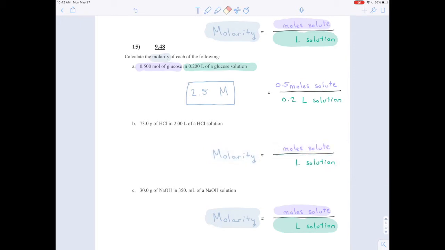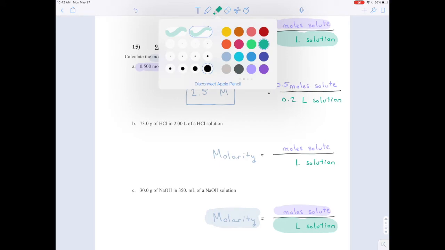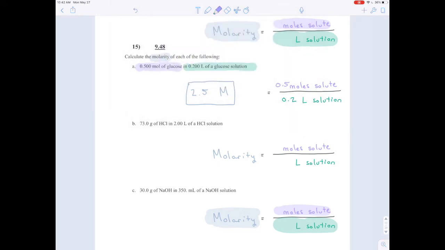Okay. For the second one, B, they don't give us moles at first. Instead, they give us grams. But remember, you can use the molar mass to convert between grams and moles. So this is really moles in disguise. For the second thing, they give us 2 liters. So we can definitely plug that in. So we'll have 2 liters of solution. Now we just have to figure out moles, and we can plug it in on top.